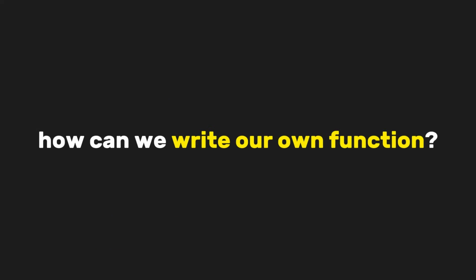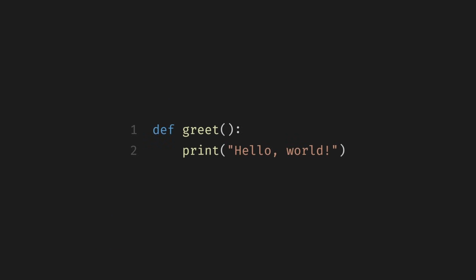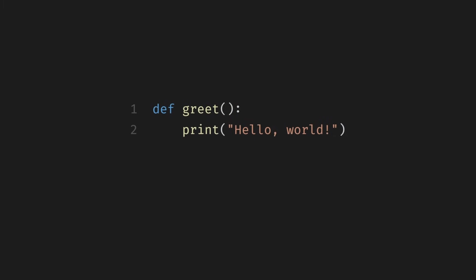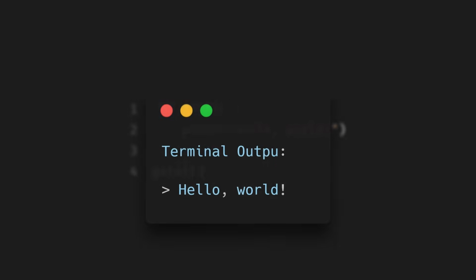Now, how can we write our own function? To write our own function, we use the def keyword, then the function name, parentheses, and a colon. Inside the function, we put the code we want it to do. For example, this creates a function called greet. Right now, it doesn't do anything until we call it. You call a function by using its name followed by parentheses. When we call greet with parentheses, it prints hello world.